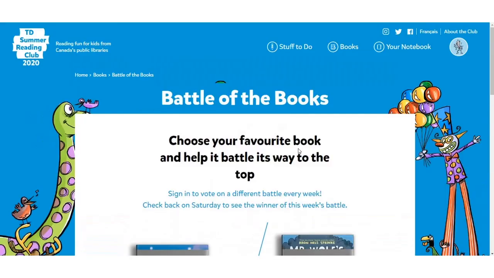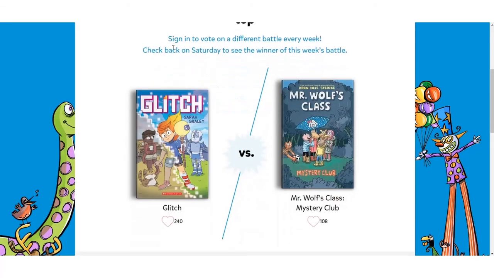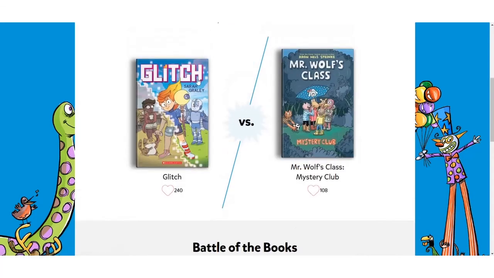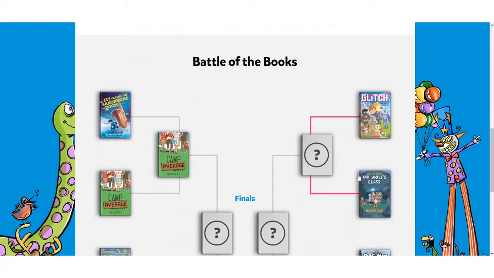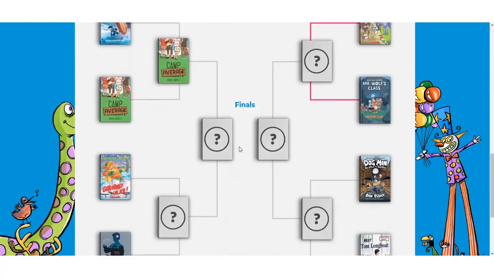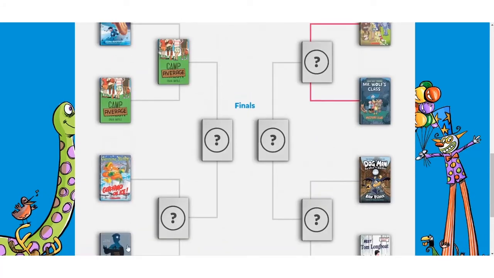Now we'll also explore the Battle of the Books tab. Here, the TD Summer Reading Club has put together multiple books that are meant to face off every week for your choice of which one is a better book. So here you have 2 different books to choose from, Glitch and Mr. Wolf's Class. Here is a tree system where you can see where each of the books are battling off to and where each one branches off to. So you can see who has won the battle and which ones will get to the finals in the end.